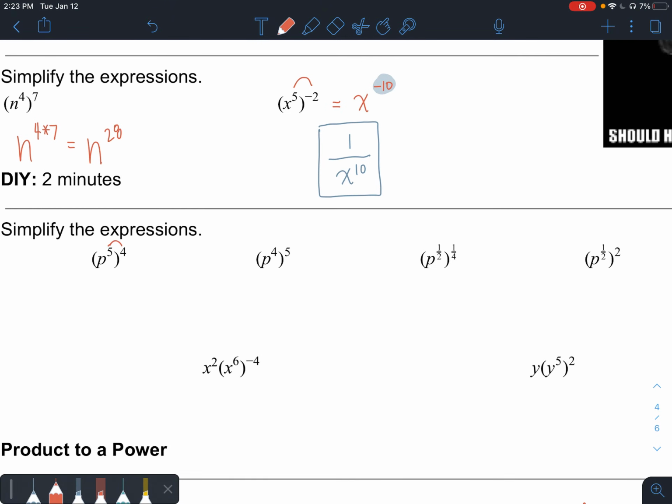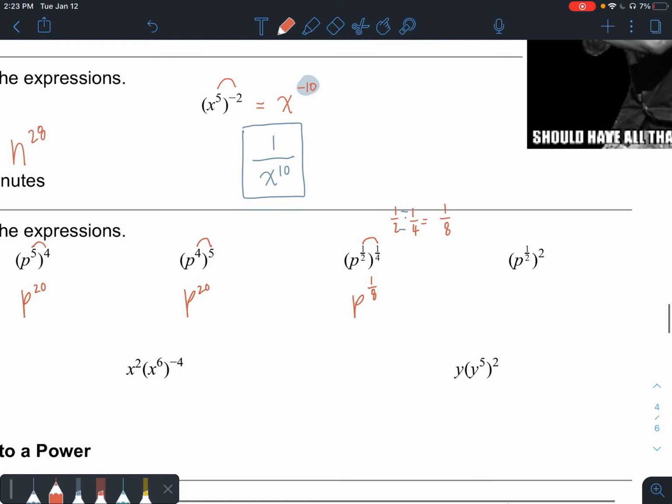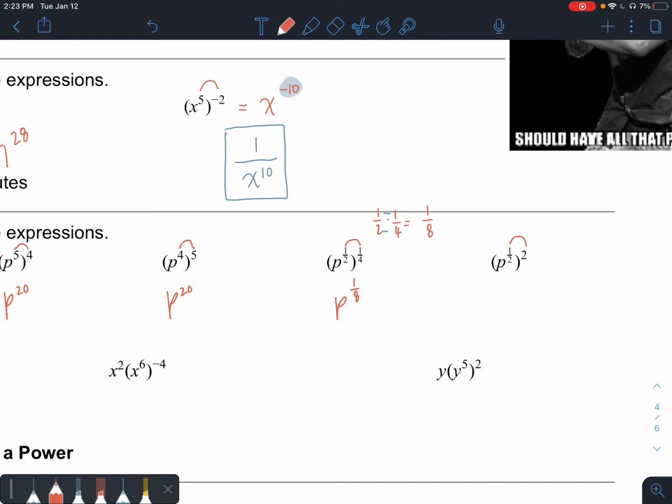For this one, 5 times 4 is 20, so we get p to the 20th. Again, 4 times 5 is 20, so we get p to the 20th. 1/2 times 1/4. When I do that, I multiply straight across. So I'm doing 1 times 1 and 2 times 4, and I get 1 over 8. So p to the 1/8. This next one, I have p to the 1/2 times 2 is p to the 1, or just p.